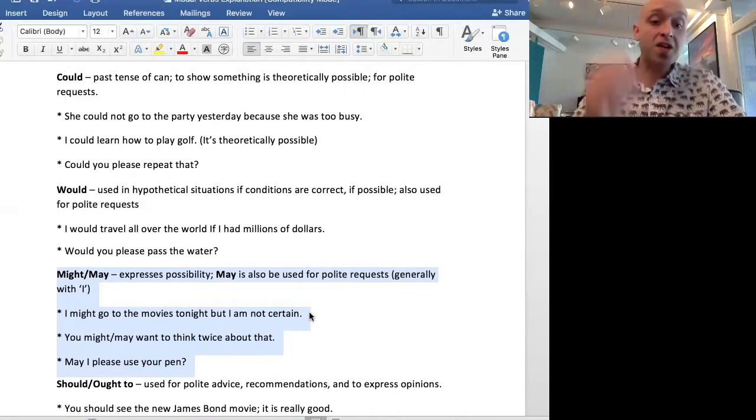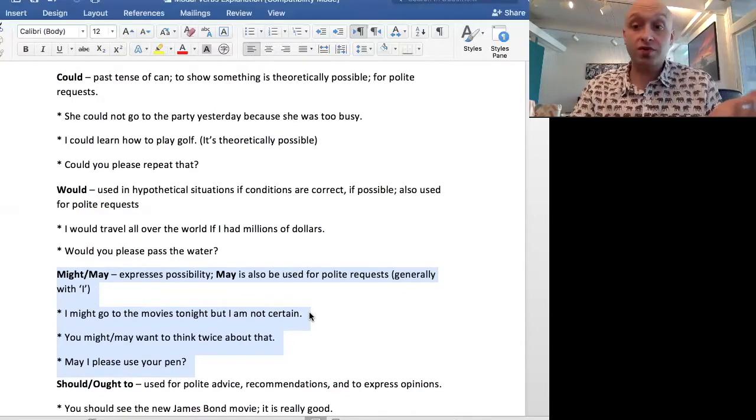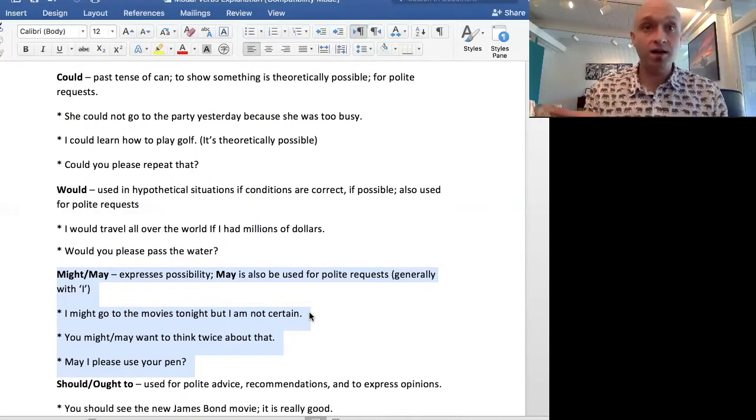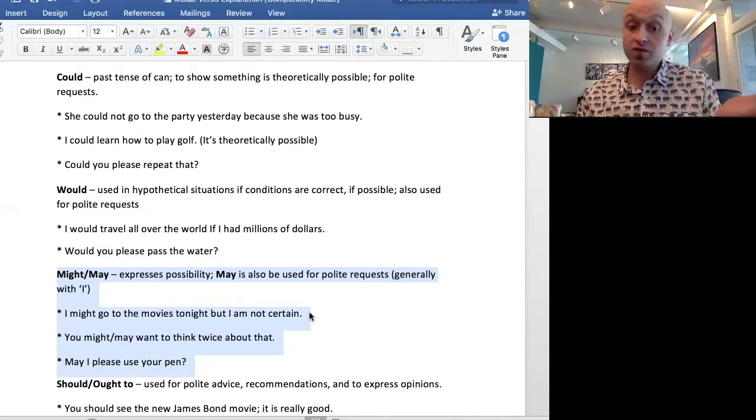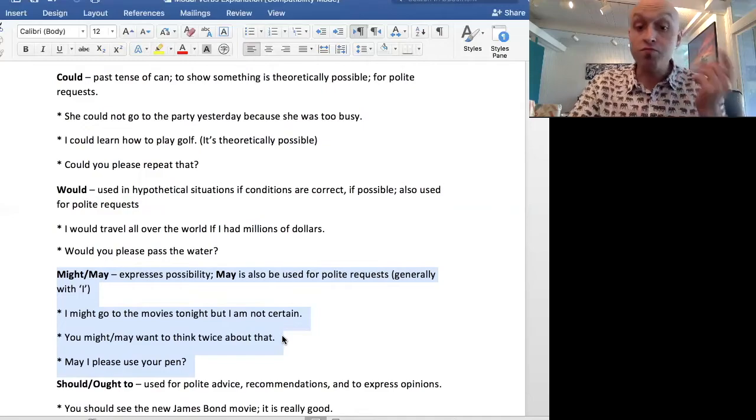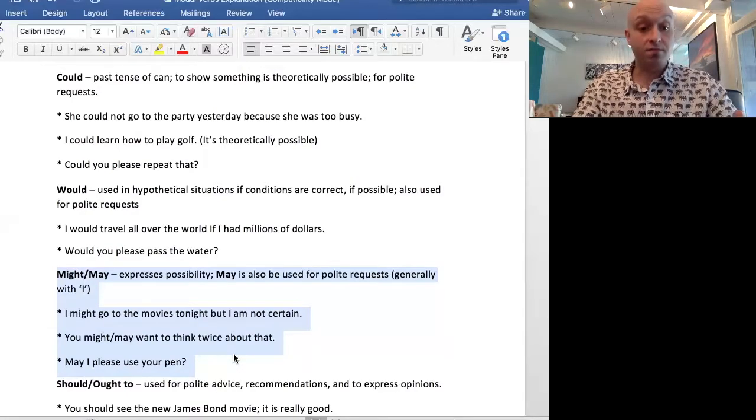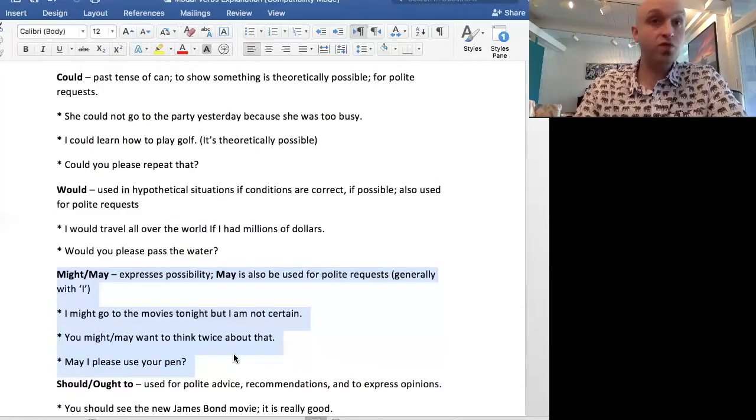Exemplos. I might go to the movies tonight, but I'm not certain. E a gente não usa subjuntivo. Talvez eu vá, ou talvez eu vá. Vocês podem me corrigir, mas não temos esse subjuntivo em inglês. So, I might go to the movies, but I'm not sure. I'm not certain. You might want to think twice about that. And may I please use your pen? Ok? Um jeito de pedir numa maneira educada.